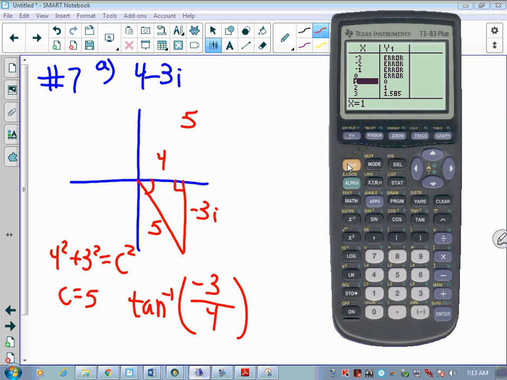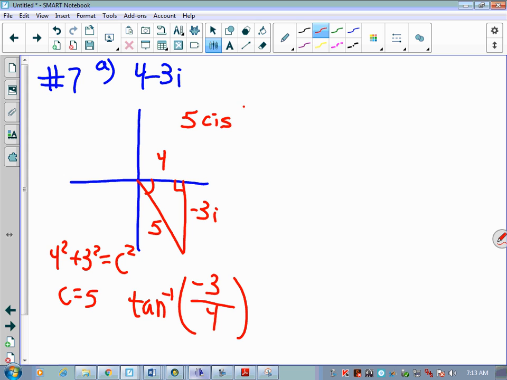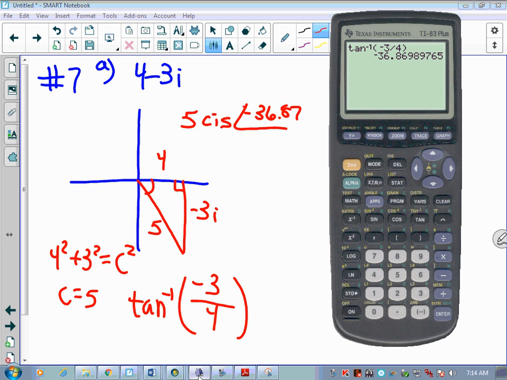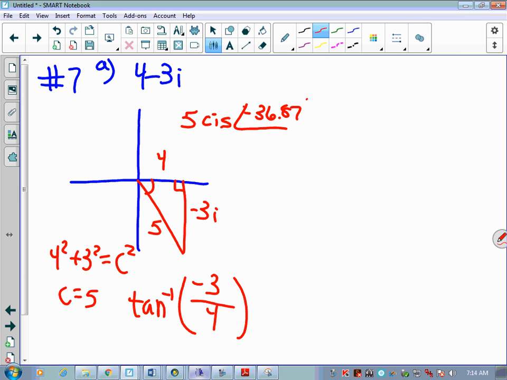Let's see. Okay, inverse tangent, because we want an angle. Negative 3 divided by 4. Yep, negative 36.87 degrees. We'll pull it up again just to double check that our calculator came out to basically the same thing. Okay, that gives us everything for A.